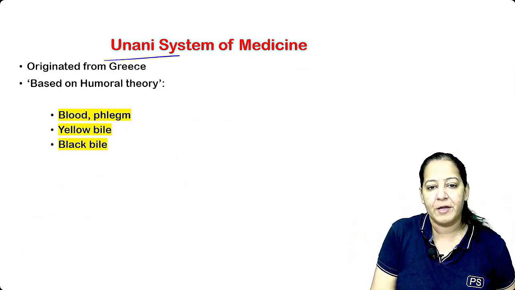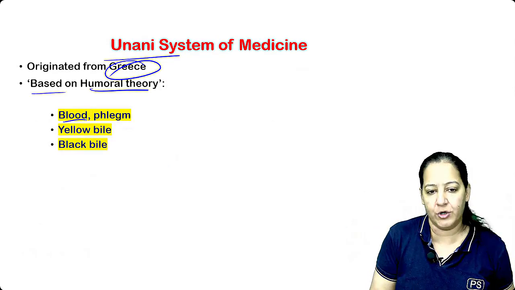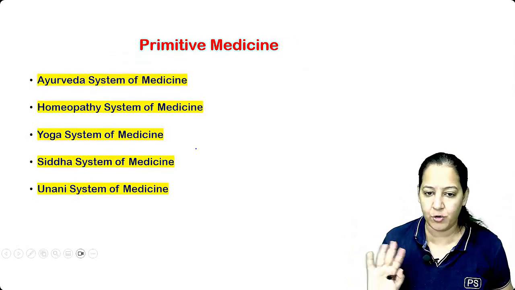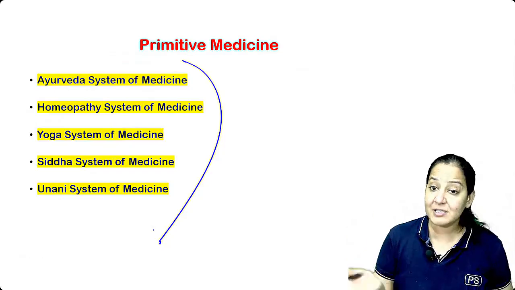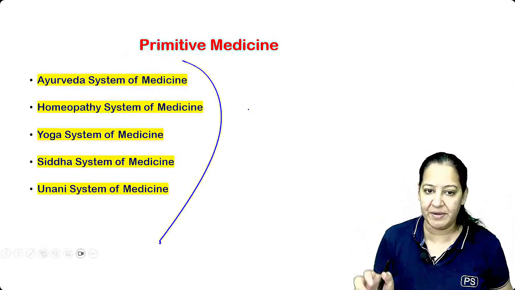Unani is practiced in Greece, not in India. It is based on humoral theory: the blood, the phlegm, the yellow bile, the black bile. So these all are theories. I don't believe in them. Just have a look. This is primitive medicine. What is modern medicine? Let's come to modern medicine. We are done with the primitive five.